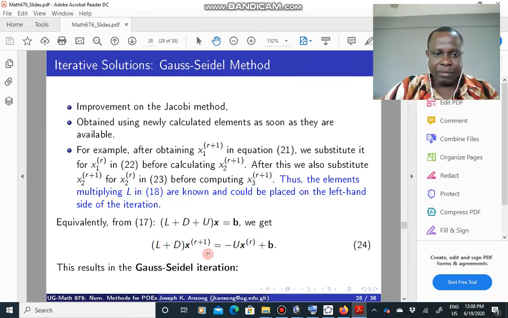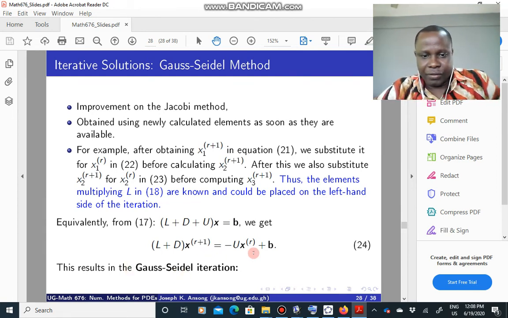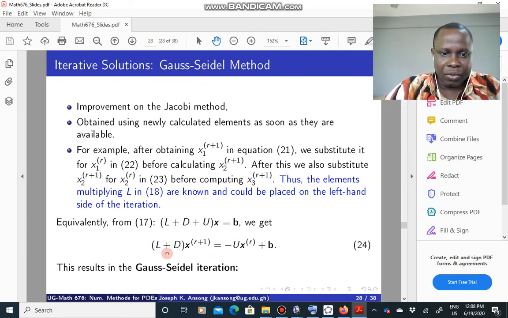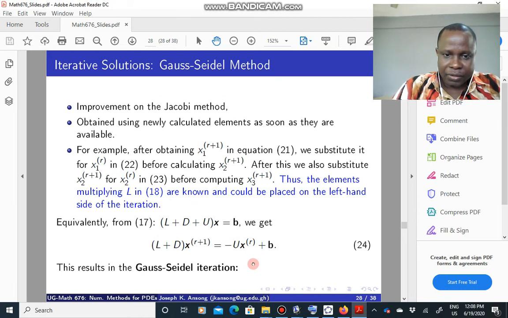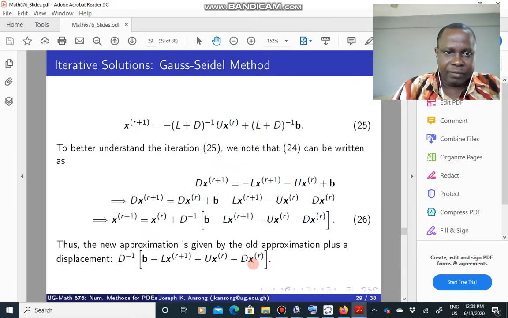So this scheme now is the same scheme that we just explained, which is an improvement of the Jacobi method, and it's called the Gauss-Seidel iteration. Okay, so we'll look at various forms of this that you can actually use to solve the system.